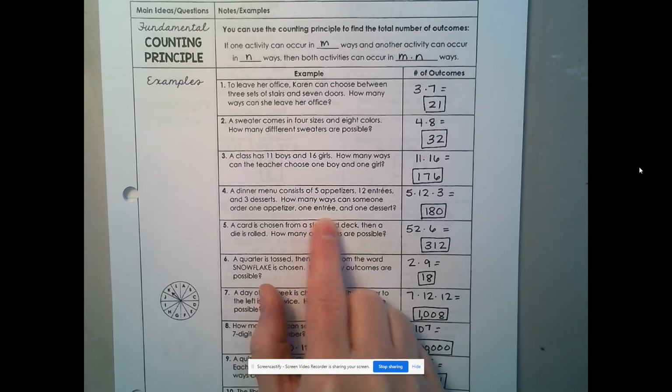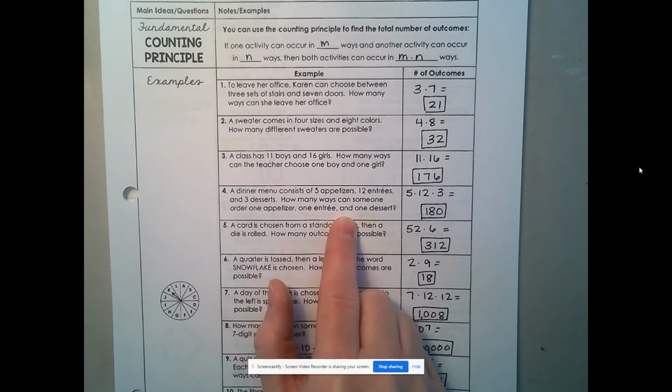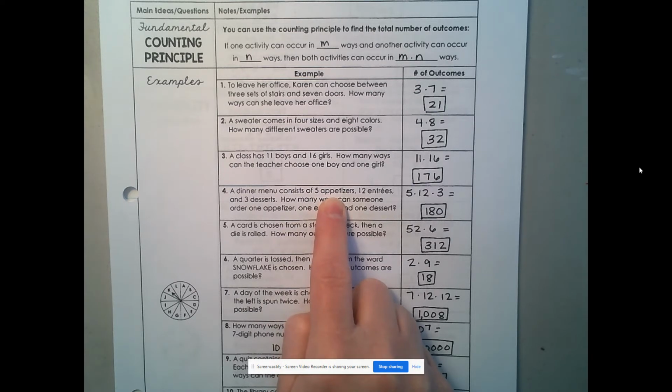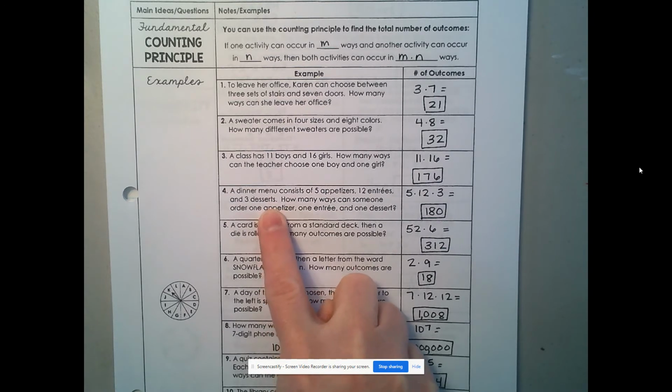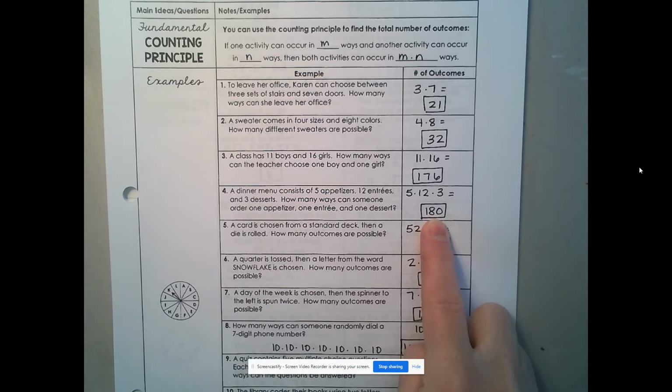A dinner menu consists of 5 appetizers, 12 entrees, and 3 desserts. How many ways can someone order 1 appetizer, 1 entree, and 1 dessert? So let's say we were going to do a tree diagram of this. We would have 5 branches for appetizers. Off of each of those 5 branches would be 12 branches for entrees. And off of each of those 60, because now we'd be at 60 branches, there are 3 branches for desserts. We would have 180 possible outcomes, ways that we could order an appetizer, an entree, and a dessert.